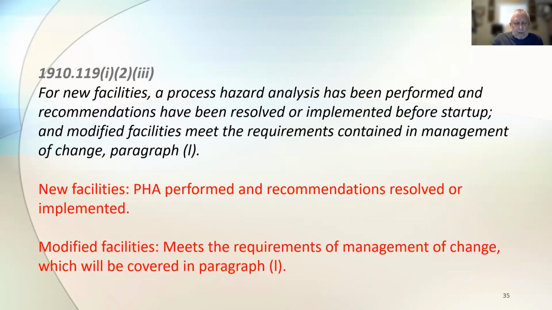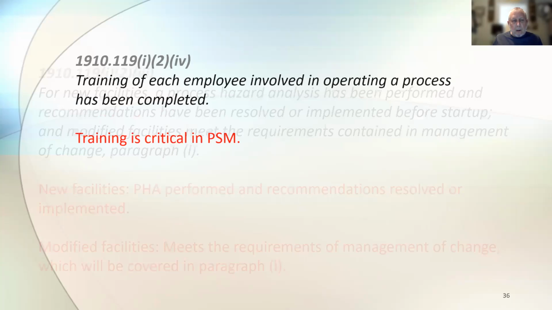So in other words, for a new facility, you have to do a PHA, a process hazard analysis, which we're going to talk about in the next module, and it has to be performed and recommendations resolved. In other words, anything you found wrong has got to be fixed or implemented. If it's a modified facility, it meets the requirements of management of change, which we covered in paragraph L.